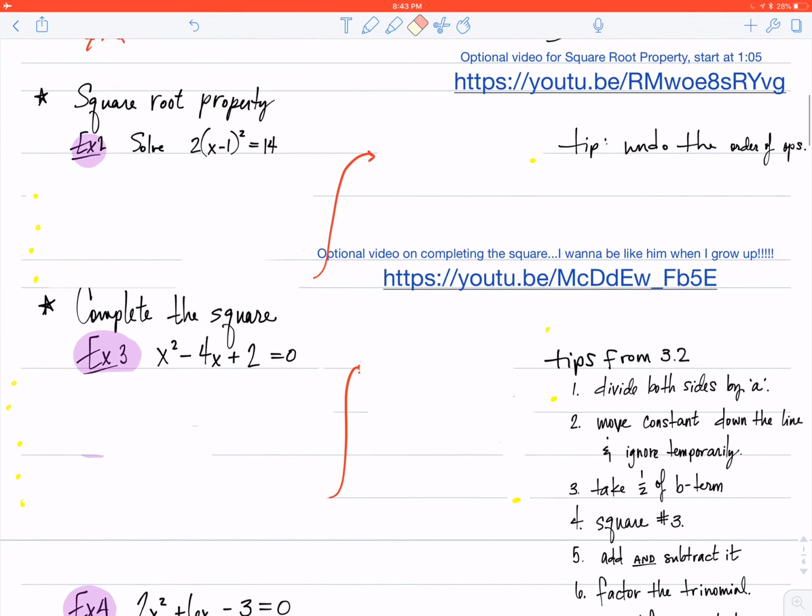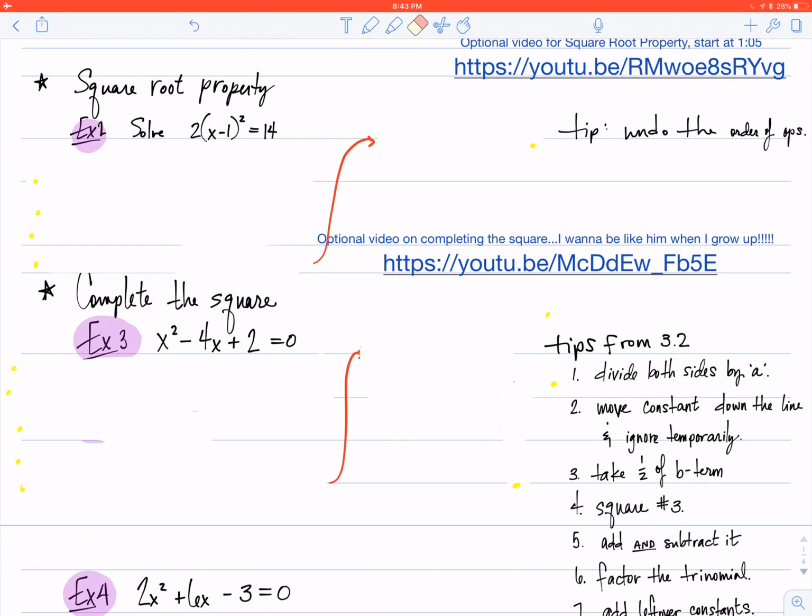Then if you jump down to my square root property example, so one way that I can solve quadratics is by the factoring method. Second way is by the square root method. Notice that the whole goal in this equation is to get x by itself. So I want to start stripping away the layers that are around the x. The first thing I need to get rid of is my 2. So I'm going to divide on both sides by 2.